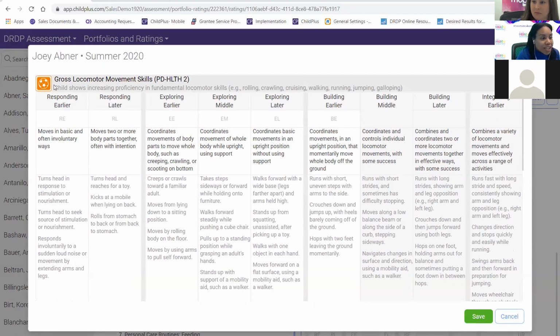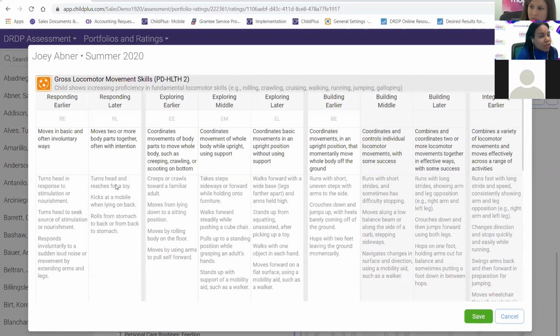So let's start again with our responding earlier. And it's saying moves in basic and often involuntary ways. So it's saying Joey turns his head in response to stimulation or nourishment, turns head to seek source of stimulation or nourishment. Well, Joey's doing a lot more than that. He is crawling on a rug. He's playing with a toy independently.